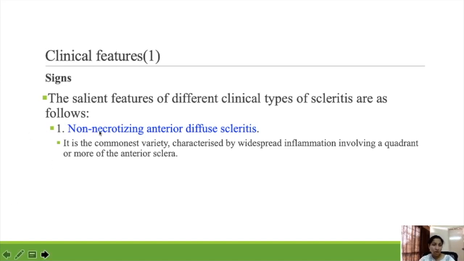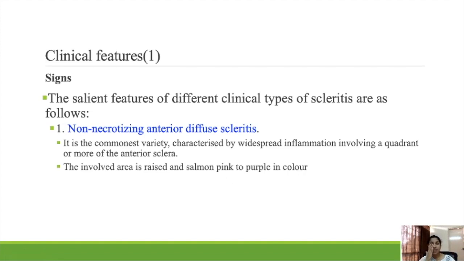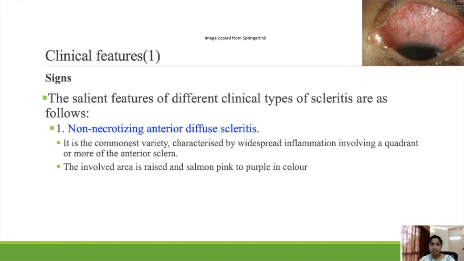Which one? Non-necrotizing anterior diffuse scleritis. So it is anterior scleritis. In that non-necrotizing, there is no necrosis and it is diffuse. It is spread everywhere. The involved area is raised and salmon pink to purple in color. So which area? One quadrant or the anterior part of the sclera is involved. That part is raised and it is pink to purple in color.